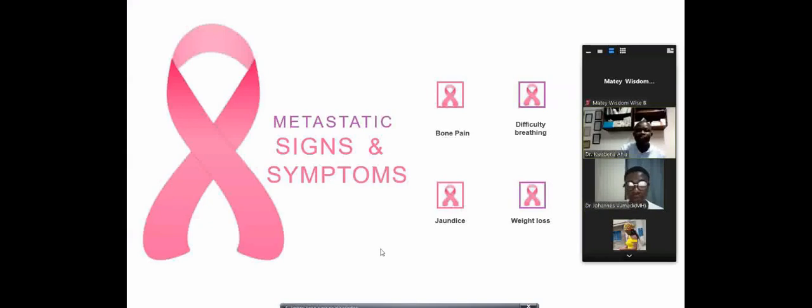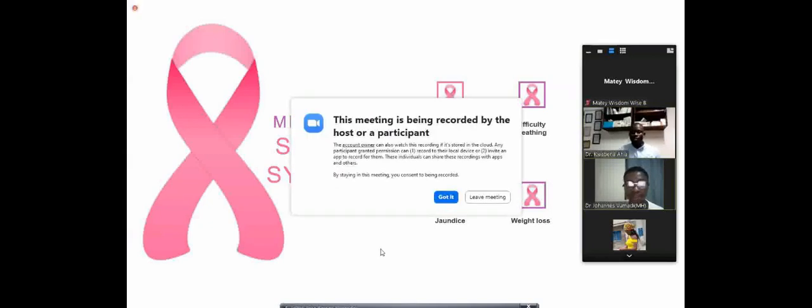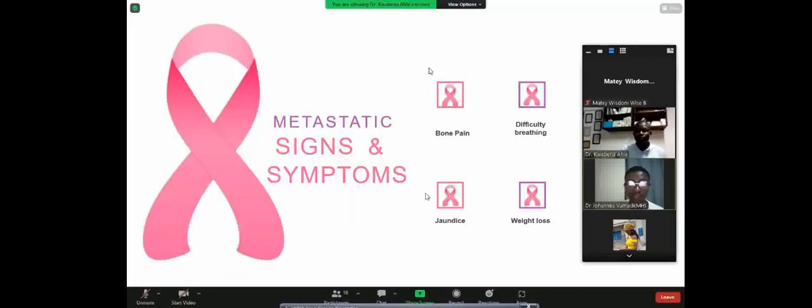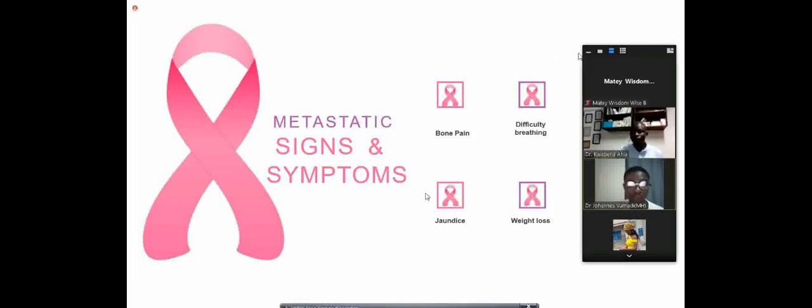So I was saying that the fact that you are presenting with these kind of symptoms, either the local symptoms or the metastatic symptoms, does not necessarily mean that you actually have breast cancer, but it helps in the early detection. So once you observe any changes in your breast or any of these symptoms, you have to actually see a clinician or a health professional. Please, the next slide.